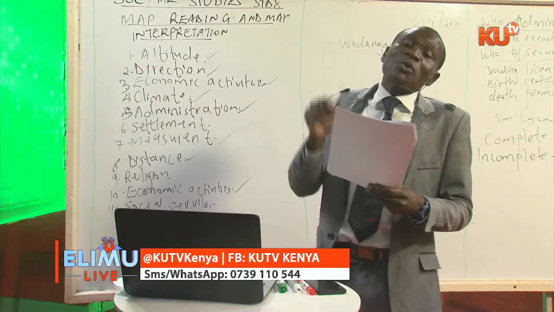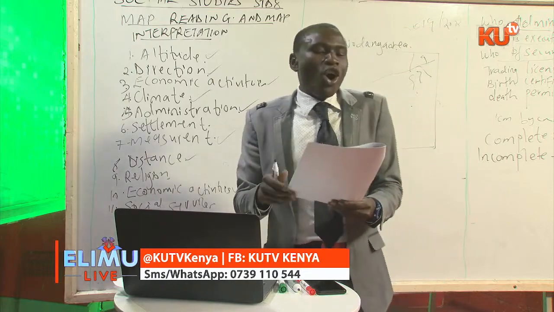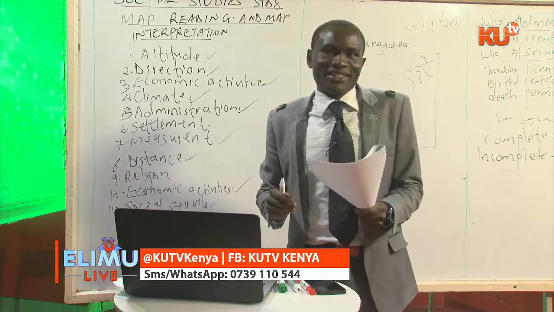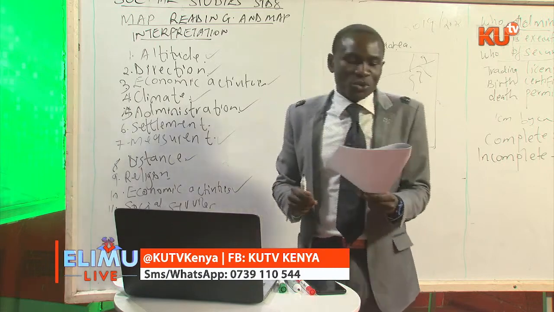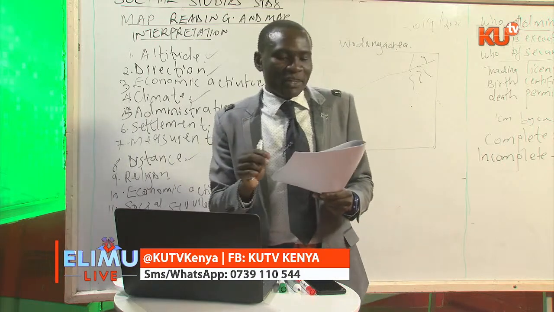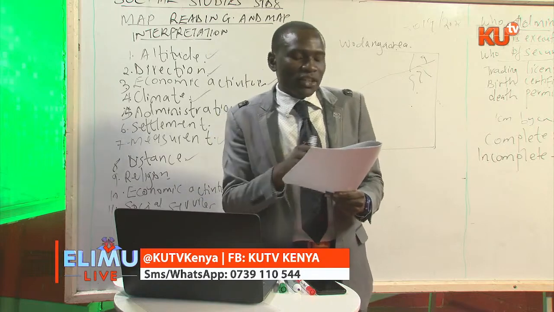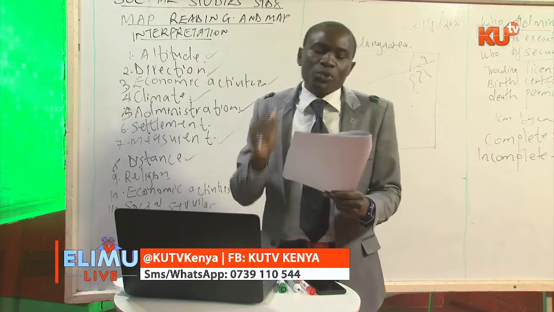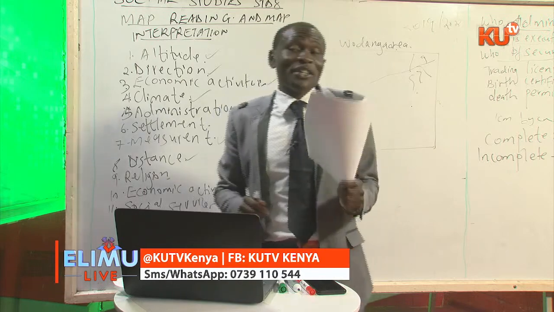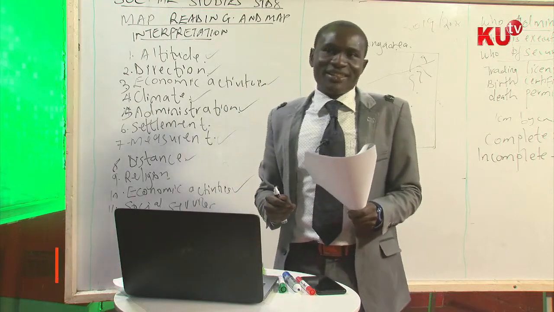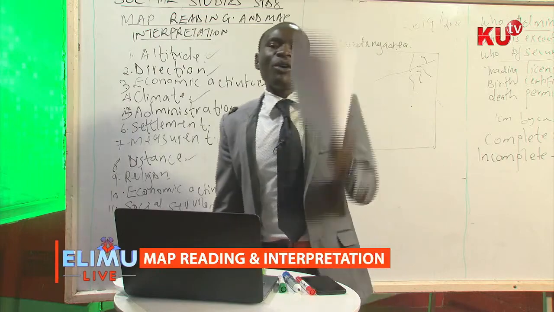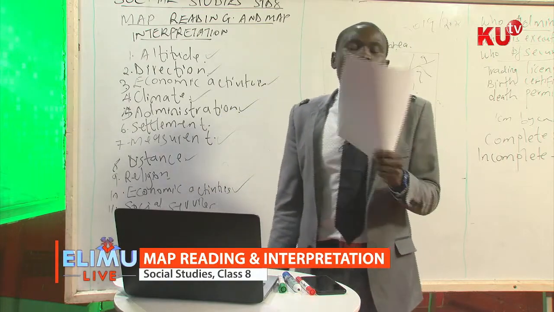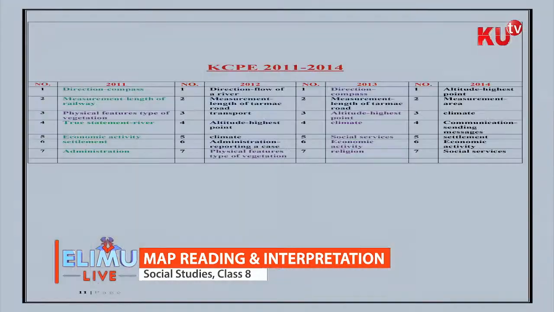From the table that you can see, I want you to note, from 2011 to 2018, all questions 2 have been all about measurement. And I know we'll go back there so that you can see it clearly. Question 2, 2011, 2012, 2013, 2014 has been all about measurement. Meaning a question on measurement must be tested. Questions on climate must be tested.